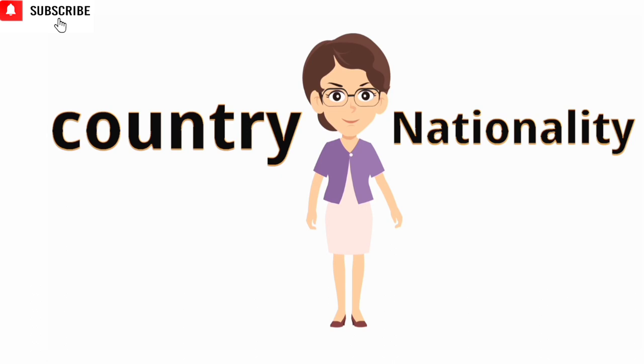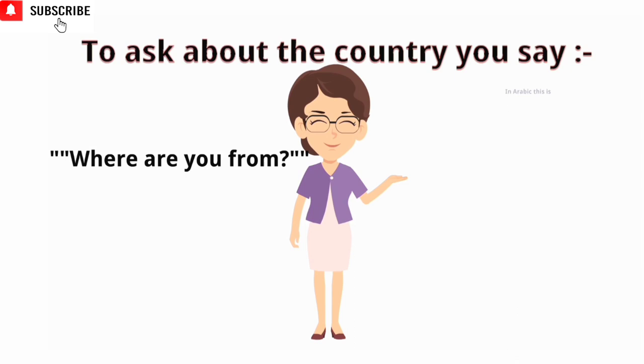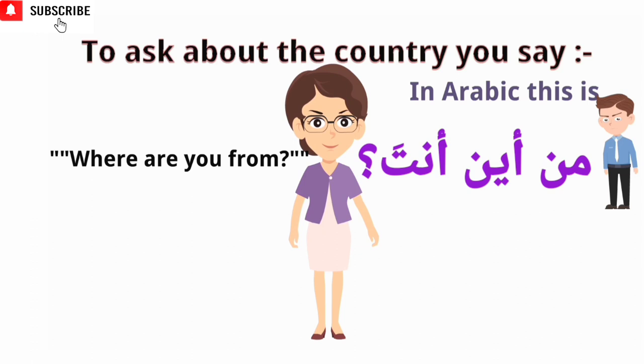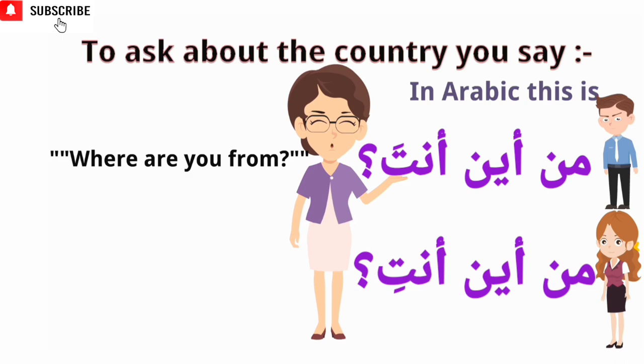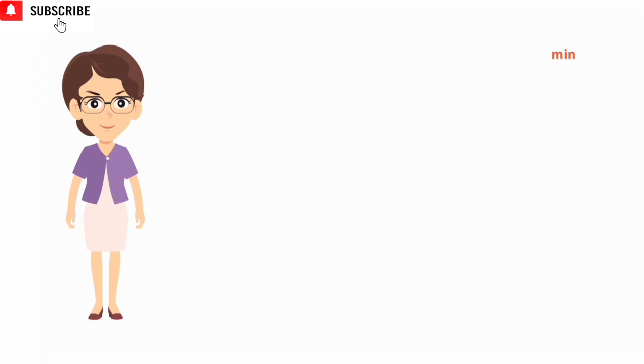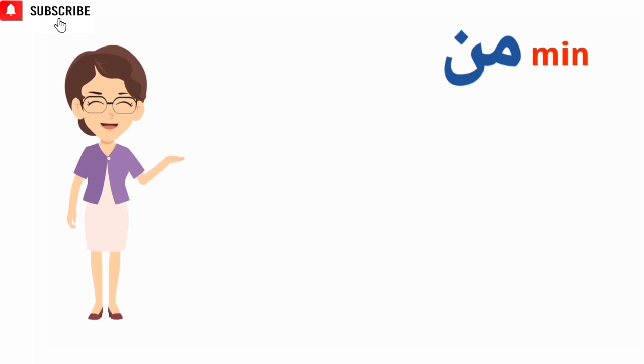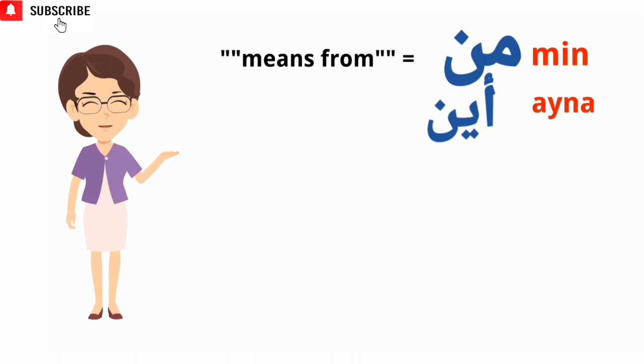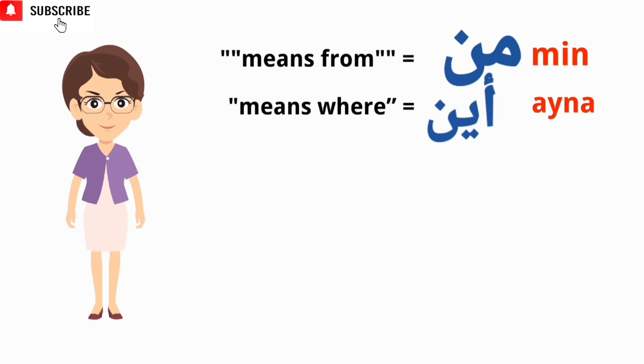To ask about the country, you say, "Where are you from?" In Arabic, this is "من أين أنت؟" Let's break it down from the beginning. The first word in the question is "من". "من" means from. "أين" means where. Now listen to the first two words of the question and repeat.